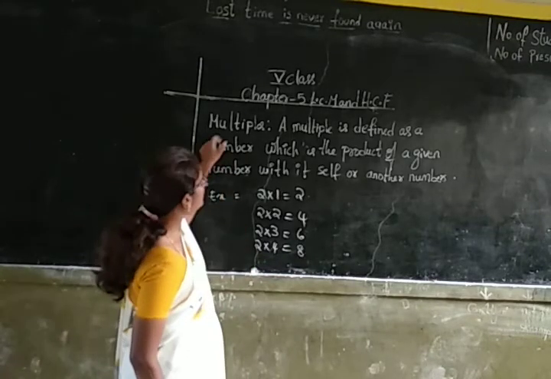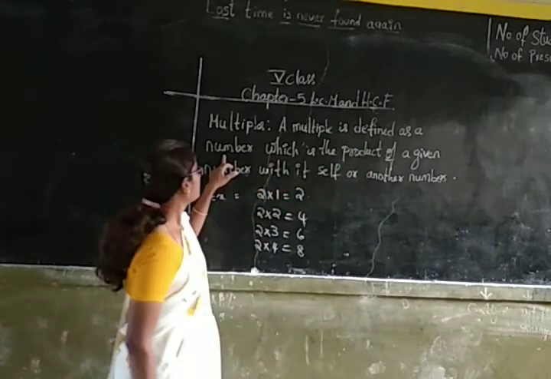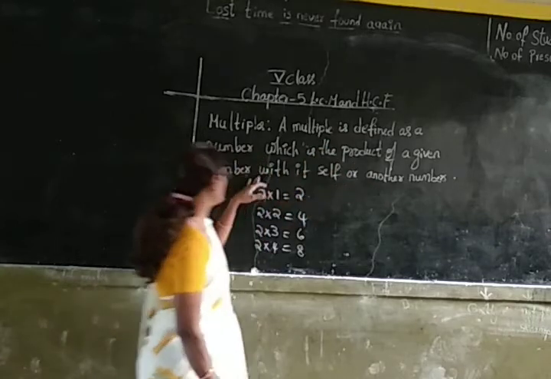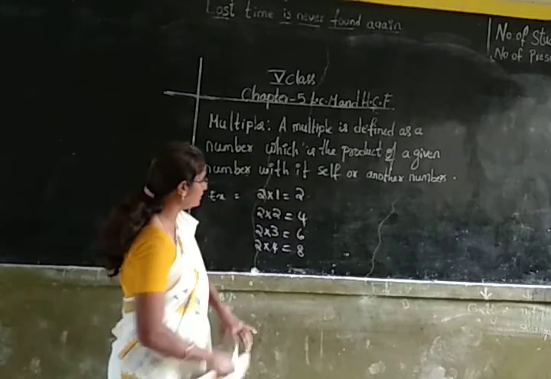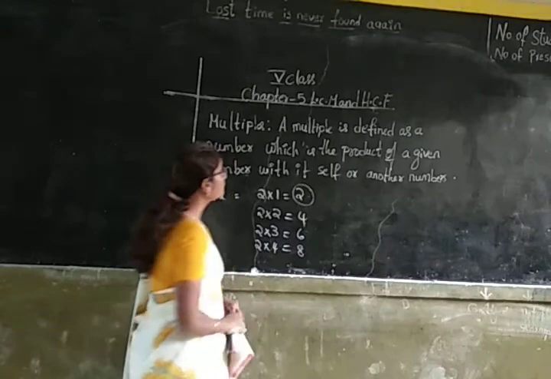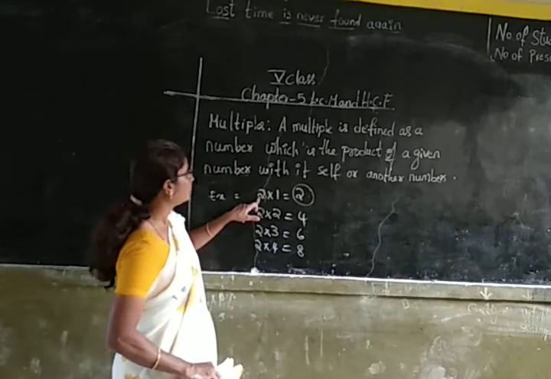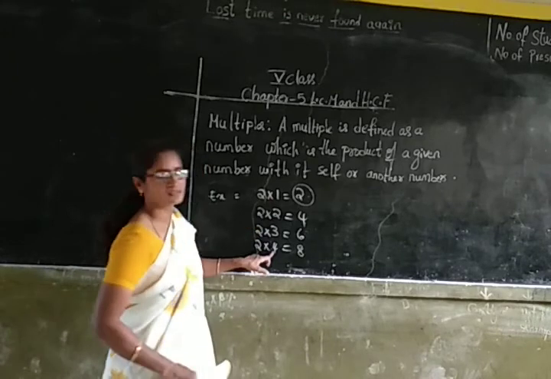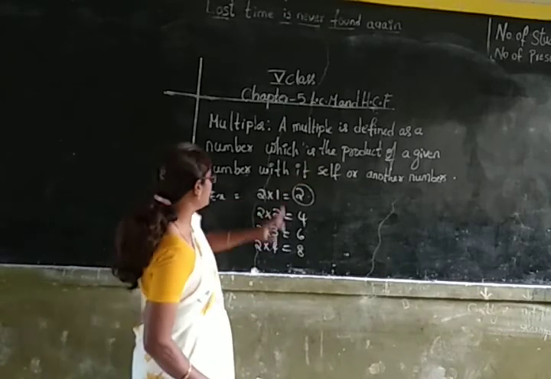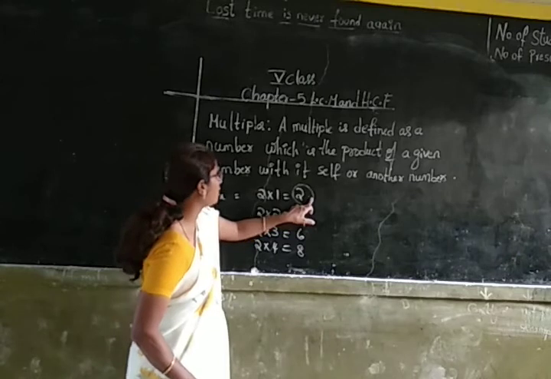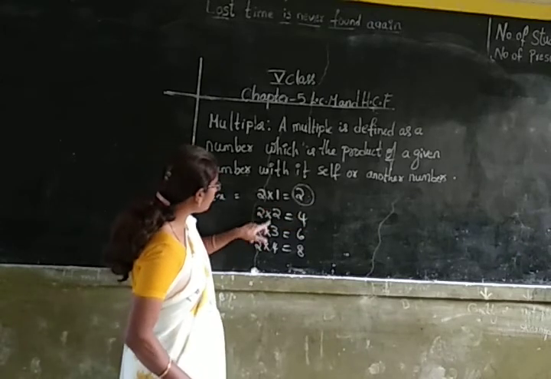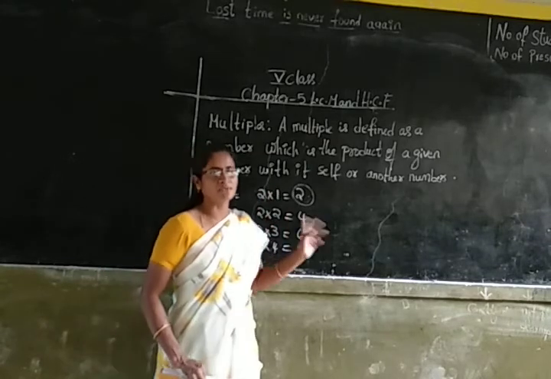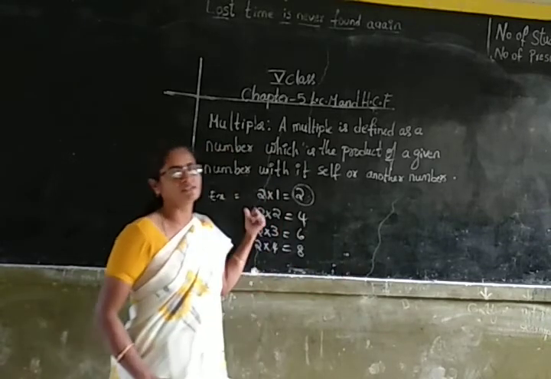So here what is given? A multiple is defined as a number which is the product of a given number with itself or any other number. Okay, children. A multiple is defined as a number which is the product of a number with itself or any other number. So if you multiply 2 numbers, the result that you got is called the multiple of that given number.